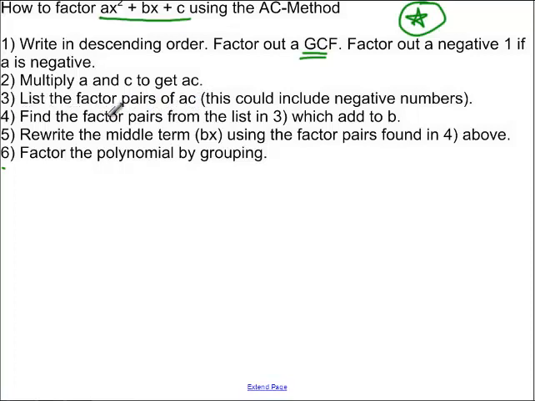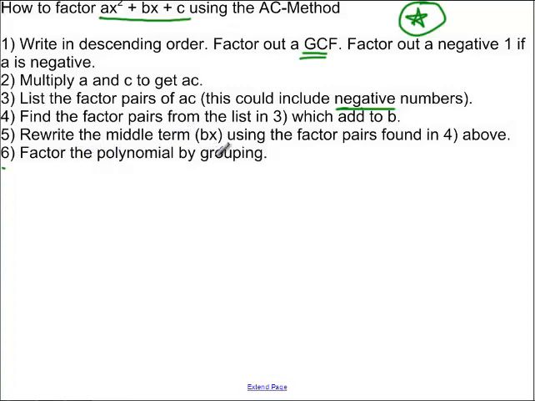Step number 4 is find the factor pairs from that list that we just created which add up to b. Now we'll have to pay attention to negative numbers as well later on, but for the first example, we'll probably just use some positive numbers to make it easier. So that's step number 4. Step number 5 then is rewrite that middle term, that bx term, in terms of what we just found up here: that one factor pair that adds up to the coefficient b. So that's what we have to do for step number 5.